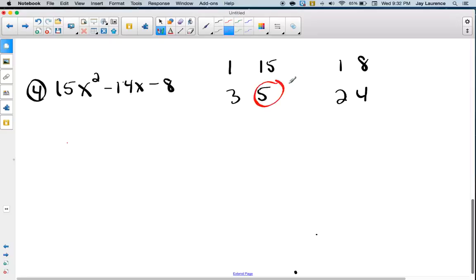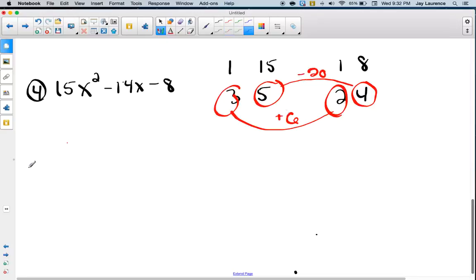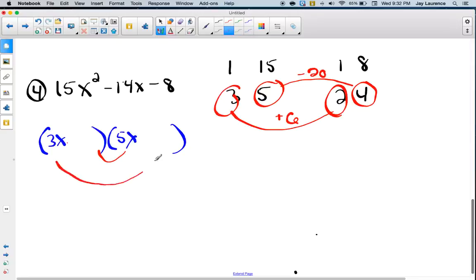Ooh, I think I see it right off the bat. How about 5 times 4, that's 20, and then 3 times 2 is 6. And if I did a negative 20 and a positive 6, I'd get negative 14, wouldn't I? All right, so get my two quantities going here. So I'm going to have a 3x and a 5x. And then I'm going to do my little loop and my big loop.